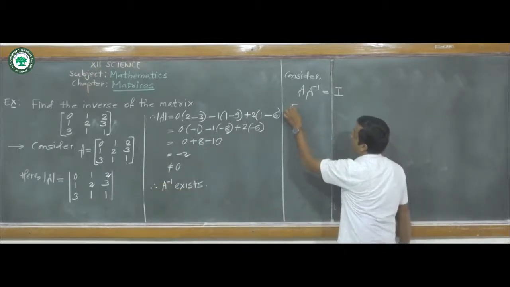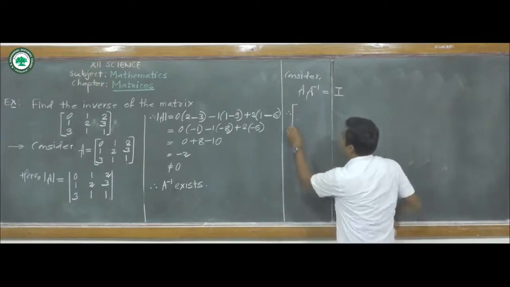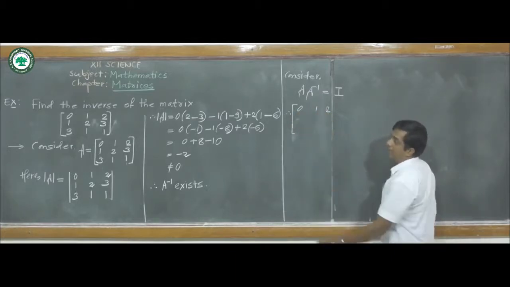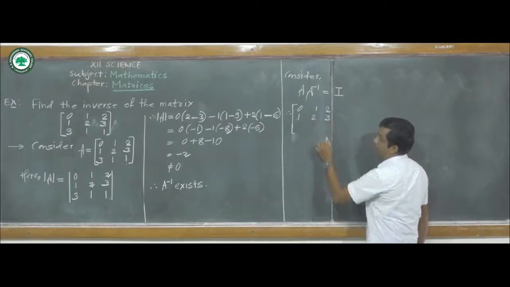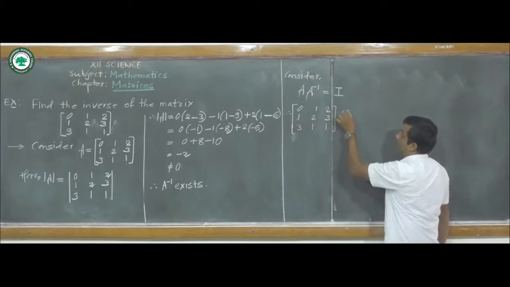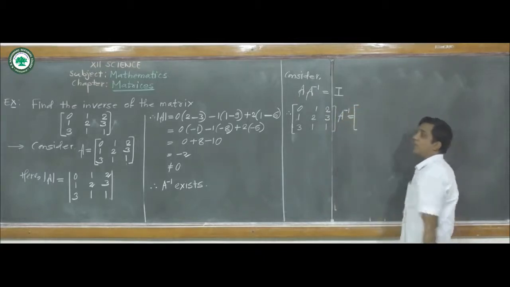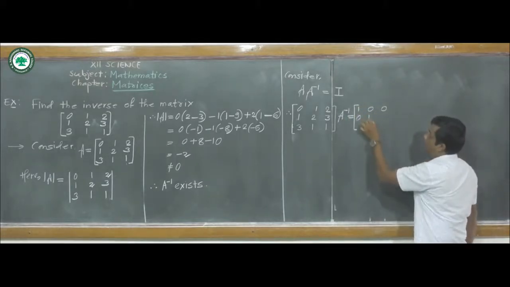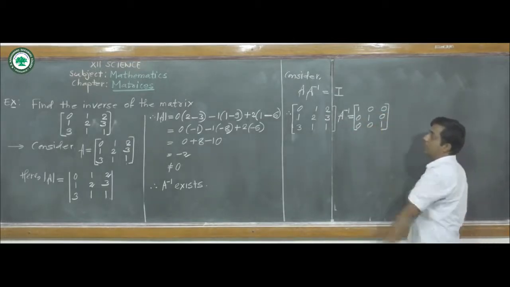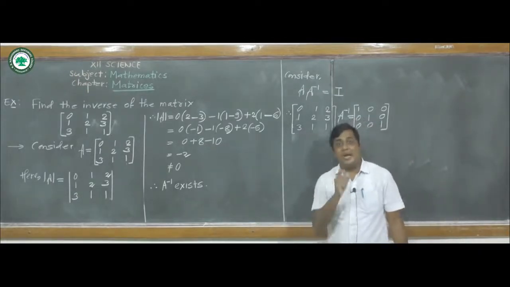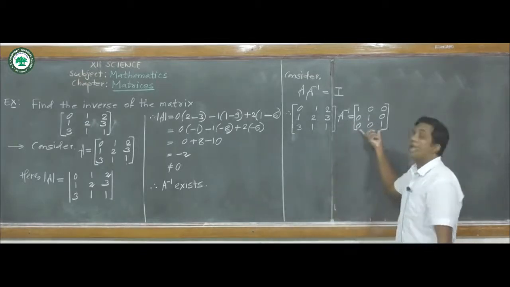So here we replace A by the given matrix. In the first row 0, 1, 2, then in the second row 1, 2, 3, then in the last row 3, 1, 1, into A inverse is equal to, again the identity matrix of order 3, like 1, 0, 0, then 0, 1, 0, and for the last row 0, 0, 1. Remember, now we have to reduce the given matrix A to the identity matrix.